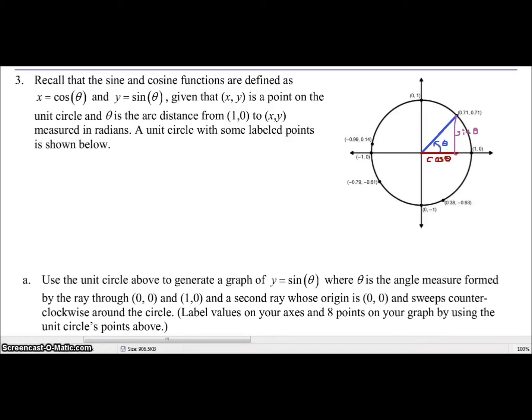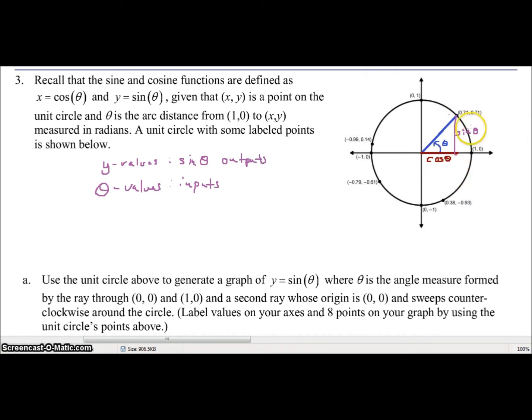So how are we supposed to use this information to generate a graph? Well, all the y values are going to be our output, sine theta. So we have 0.71, 0.14, -0.61, 0, -1. We have lots of different outputs. And then our theta values are going to be the inputs. The problem is we don't know what the inputs are.